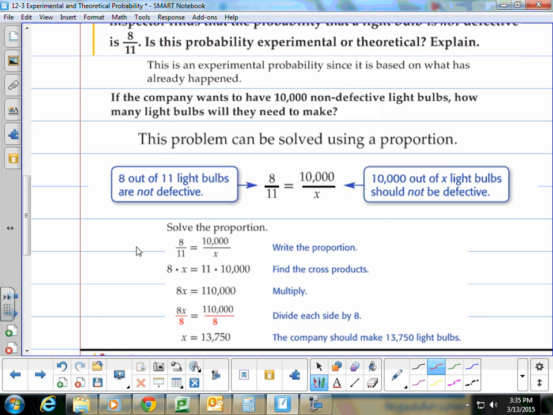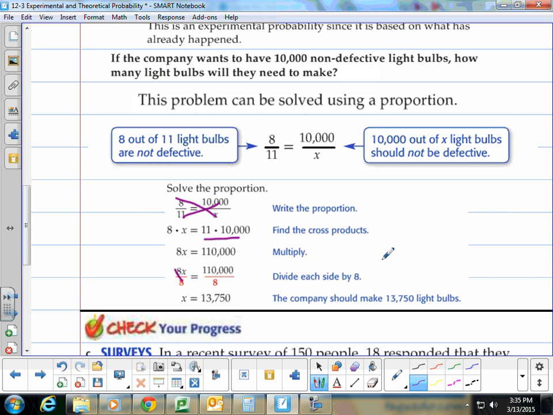So we solve the proportion by setting it equal to one another. We use our cross products to solve. So remember doing 8 times x and 11 times 10,000 here. And then we multiply this side together for 110,000, divide by 8 to get x alone. And we end up with 13,750. And this is the number of light bulbs a company should make so that 10,000 of them are not defective.